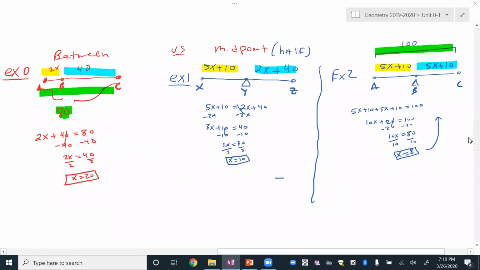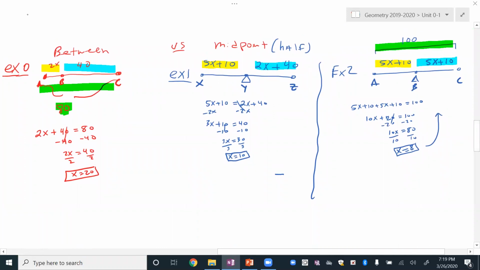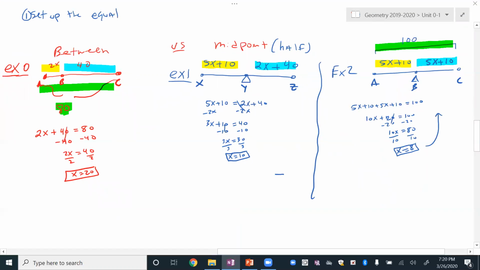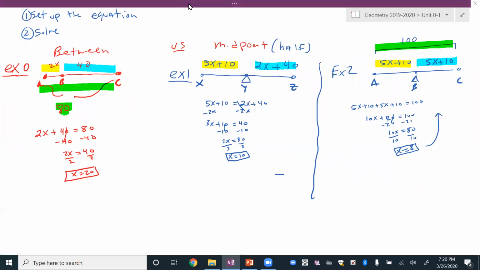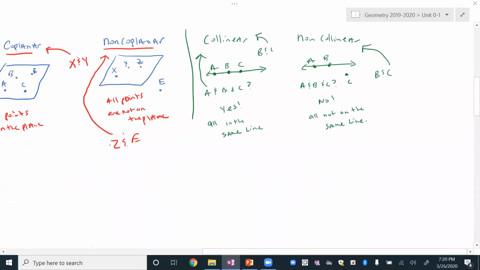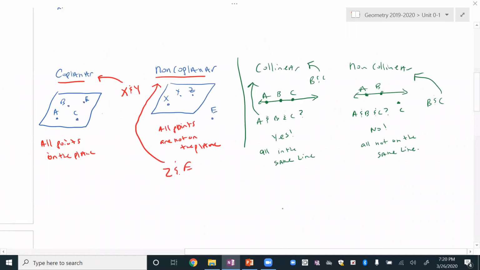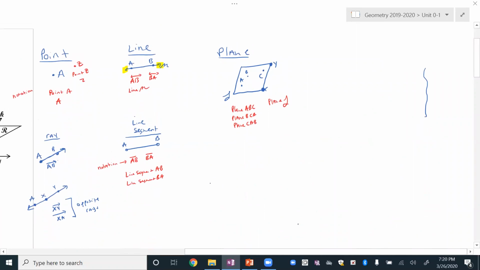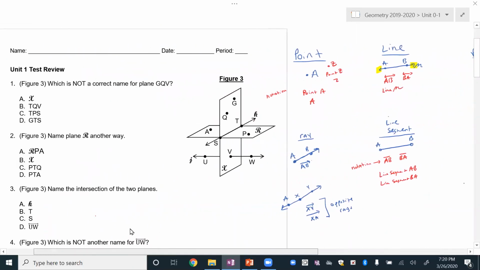So it's all about setting it up. First step, set up the equation. Next step, you just solve it, just like we did. So this is initially all of unit 1. This video is just for review purposes. So it kind of touches a little bit upon everything that's on the review.